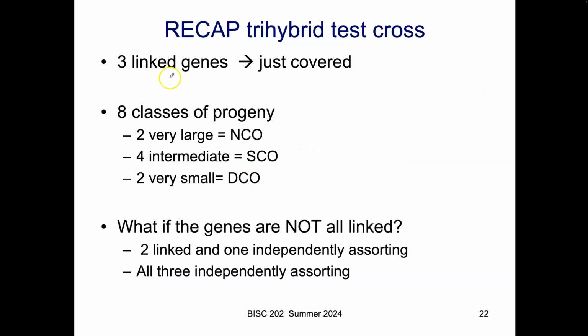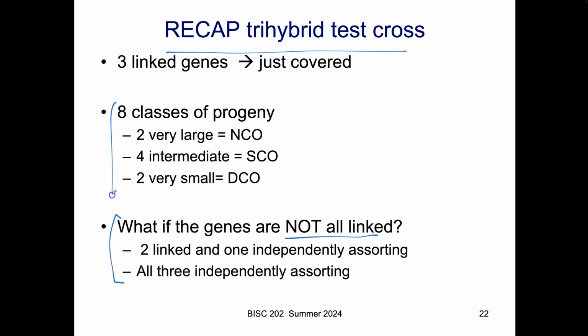Where I want to go next is to go beyond 3 linked genes, which we've just done, and talk about the patterns we would see in the cases where, what if we're doing a trihybrid cross and the genes aren't all linked? What if 2 are linked but 1 is on a different chromosome? What if all 3 are assorting independently? What kind of patterns will we see in that case?